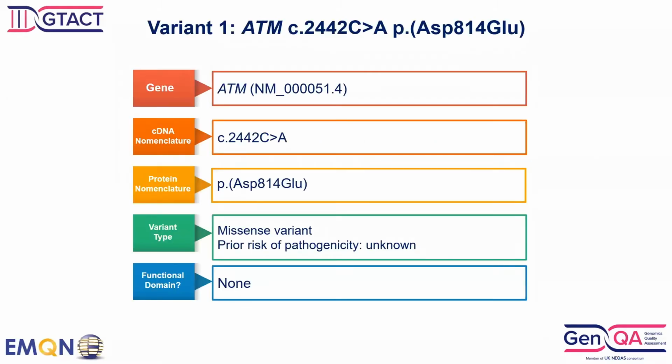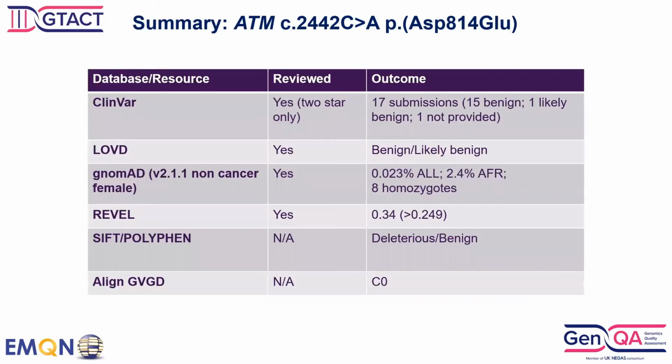It's a missense variant, asparagine 814 to glutamine. It's a missense variant, glutamate, I'm sorry. It's a missense variant, and outside the known functional domains, at least outside the known clinical relevance domains. Next slide, please. And it is mentioned in ClinVar many times, 17 times, most of them with the benign classification. In LOVD, it has been mentioned as benign and likely benign.